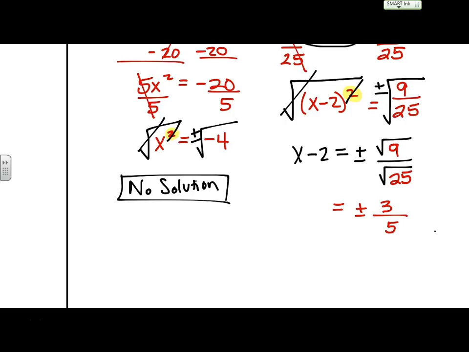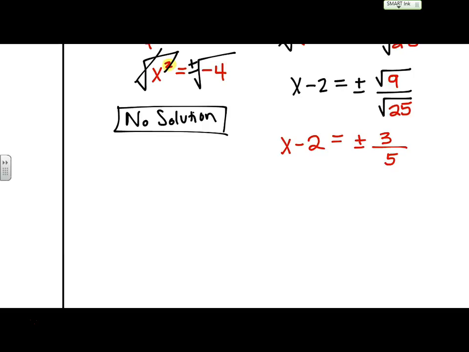Now, here's a struggle. It's been a little while since we did these. Not a super long while. I need to split this up into two different equations. Remember, I have the plus or minus, so I need two different equations. I'm going to do the positive 3/5, and what's my second equation? Negative 3/5.